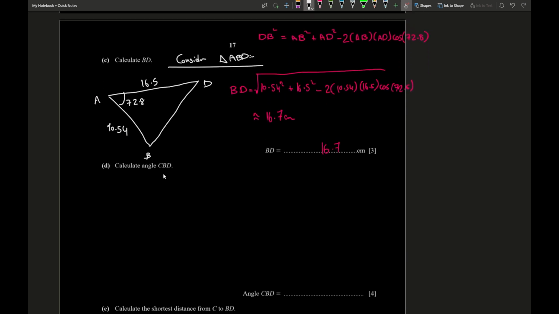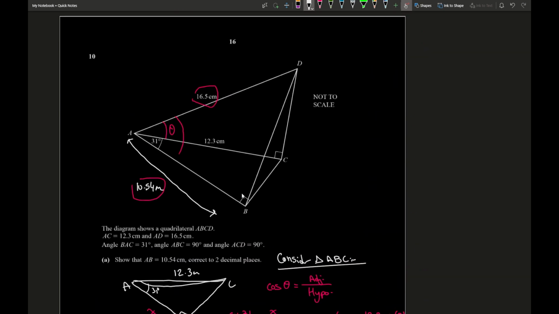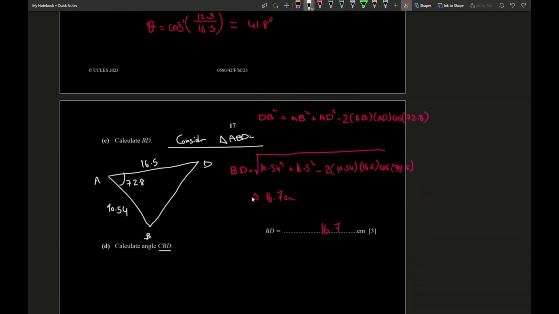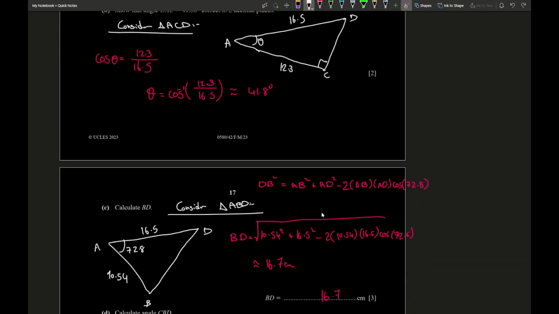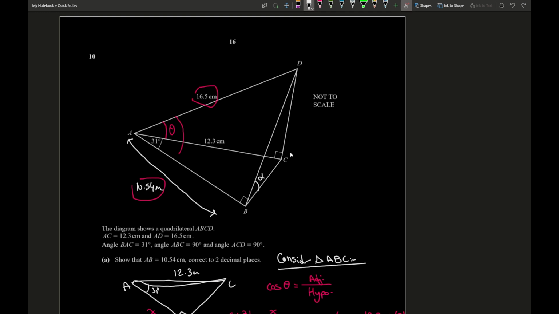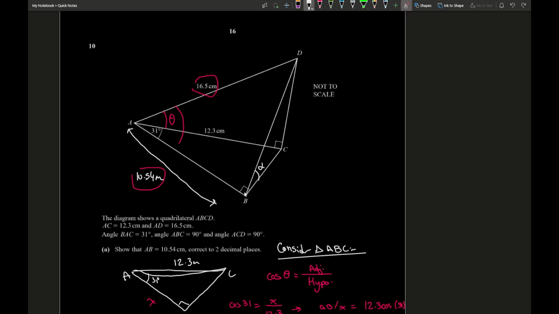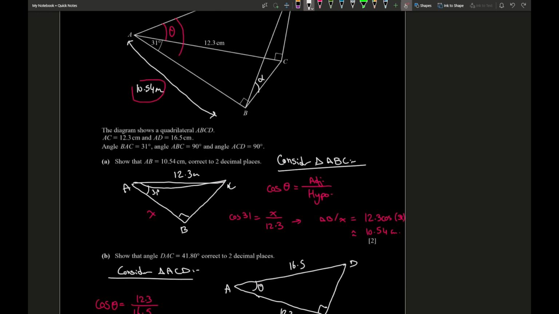Part D says calculate angle CBD. Where is angle CBD? This angle. Let's call it alpha, for example. Remember a while ago we said that triangle BCD is not a right angle triangle, and that's wrong. What information is given for this triangle? Well, do we have BD? Yes, we just found it. BD is equal to 16.7. What about BC? Well, not given, but we can calculate it using this triangle from part A. BC, Pythagorean theorem.